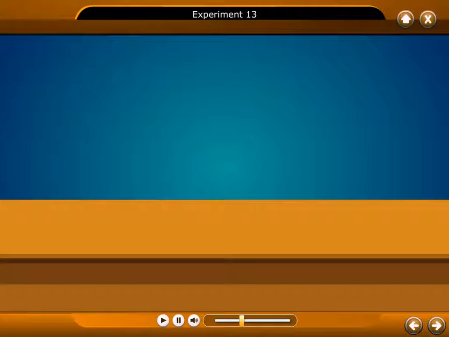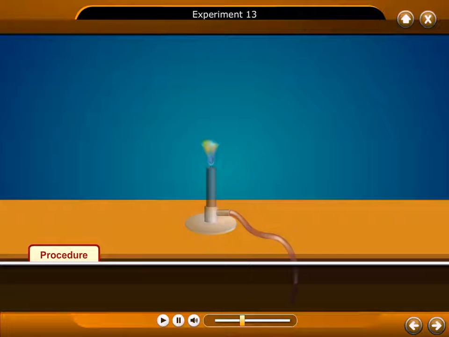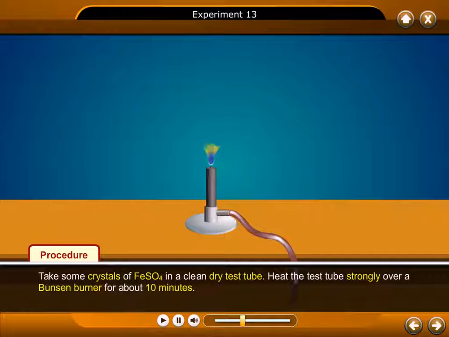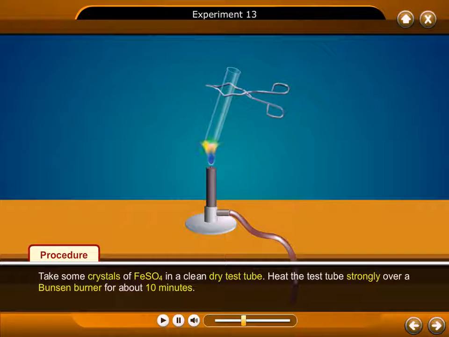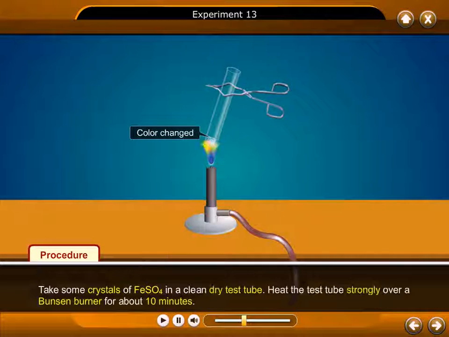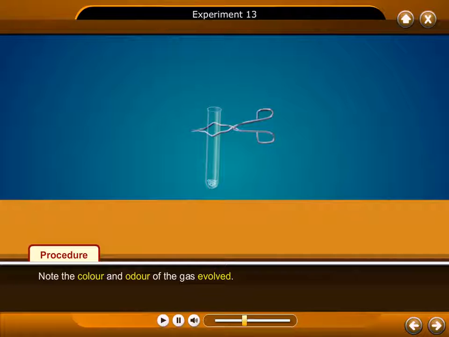Action of heat on ferrous sulfate crystals. Procedure: take some crystals of ferrous sulfate in a clean dry test tube. Heat the test tube strongly over a Bunsen burner for about 10 minutes. Note the color and odor of the gas evolved. Continue heating till the color of the contents in the test tube changes. Record your observations.